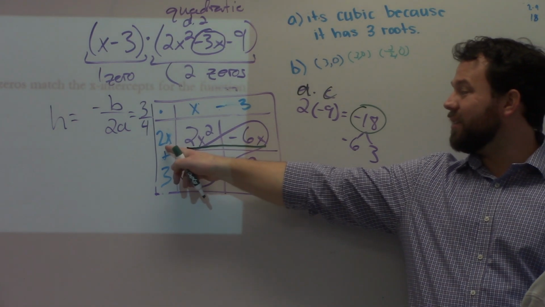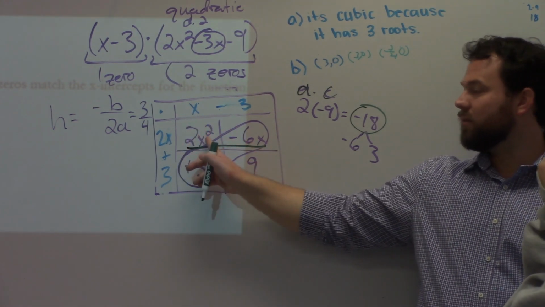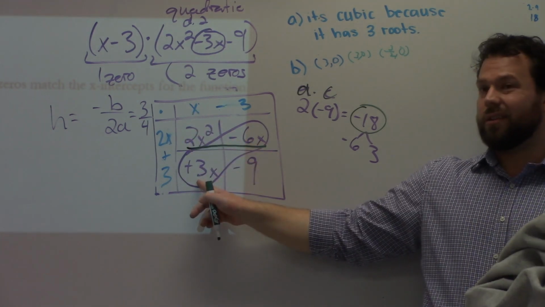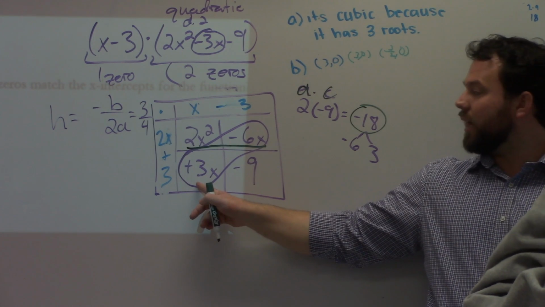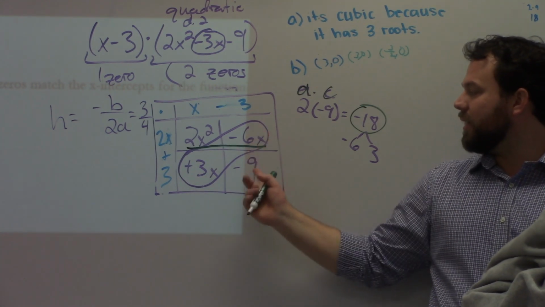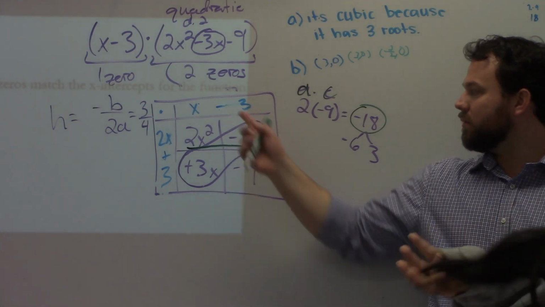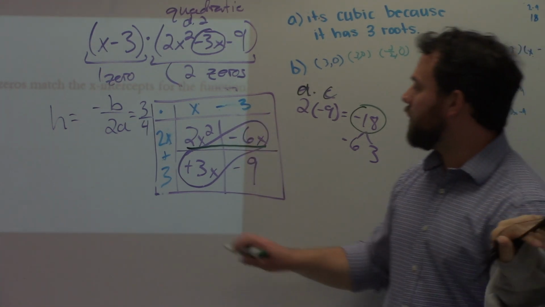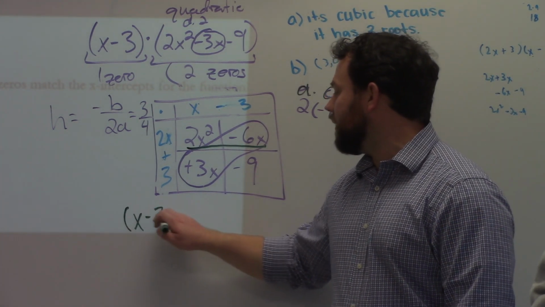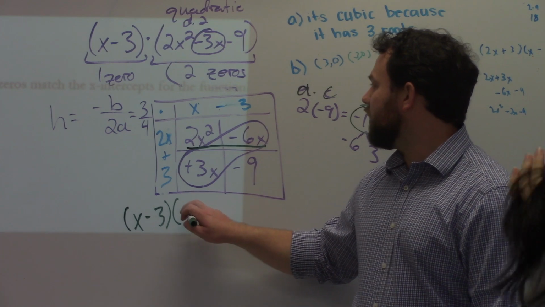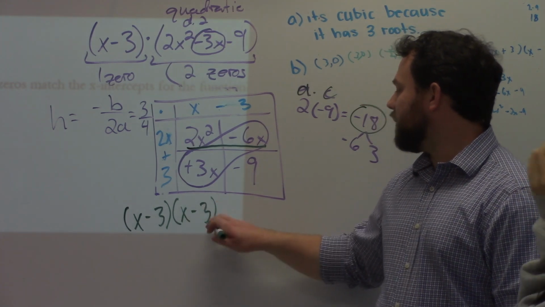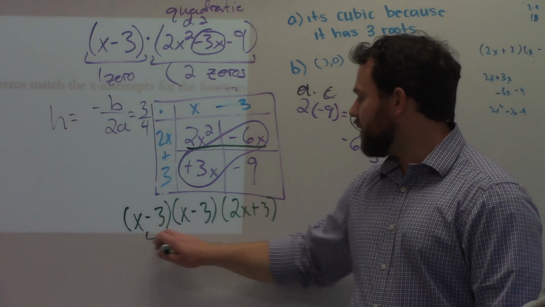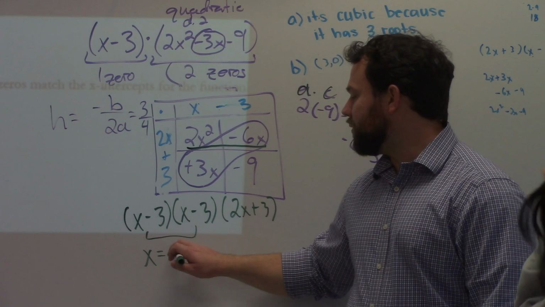And notice that makes sense. What's 2x times x? What's 3 times x? See how it makes sense once you have this filled out. And so what do negative 6x and negative 9 have in common? Negative 3. And so there's my factored form. And so I could have written this from the beginning as x minus 3 times x minus 3 times 2x plus 3. Right?